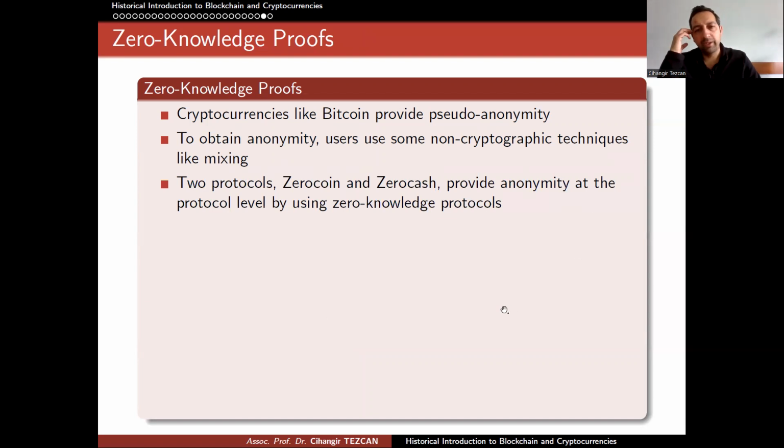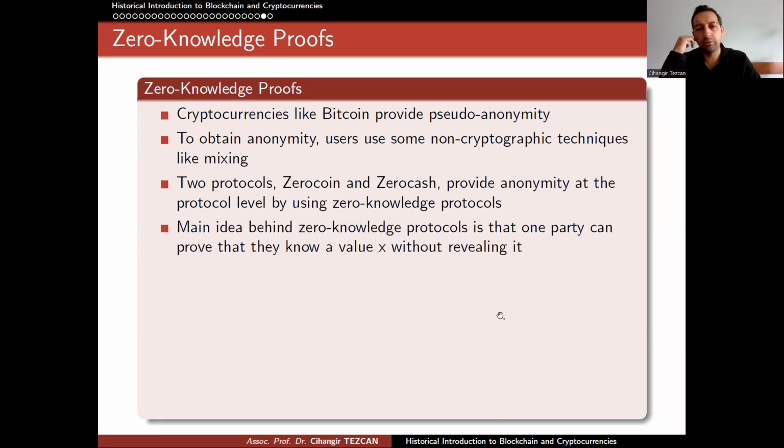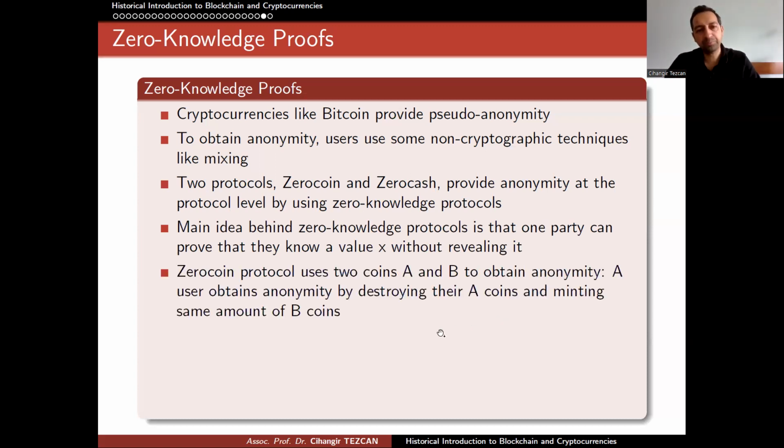Two protocols, Zerocoin and Zerocash, provide anonymity at the protocol level by using zero knowledge protocols. The main idea behind zero knowledge protocols is that one party can prove that they know a value X without revealing it. So this is the main idea behind zero knowledge protocols or proofs.